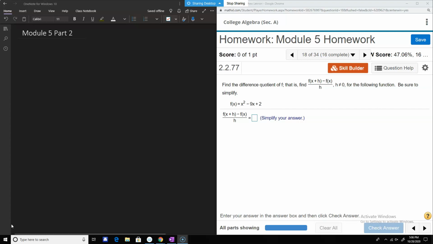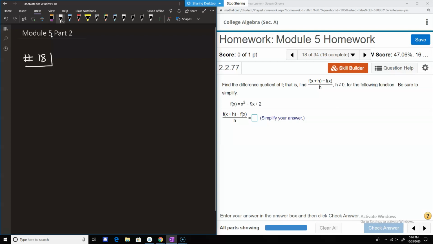Okay, so we're looking at the second part of Module 5 here. What we start off with is this quantity known as the difference quotient. And if you ever take a class in calculus, if you combine the difference quotient with a limit, that's exactly what gives you the derivative.